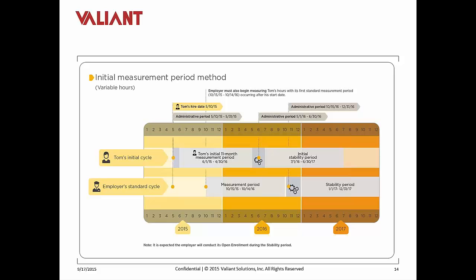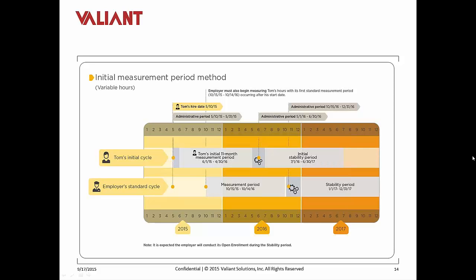So we're going to give you just a flavor of how this works. We're going to take Tom, and we're going to assume Tom was hired in May of this year. The regulations allow us to begin measuring Tom's measurement period the first day of the month following his hire. So we're going to start Tom's initial measurement period on June 1st. In fact, anybody else who's hired during the month of May along with Tom, we're going to start their measurement period on the same day, June 1st.